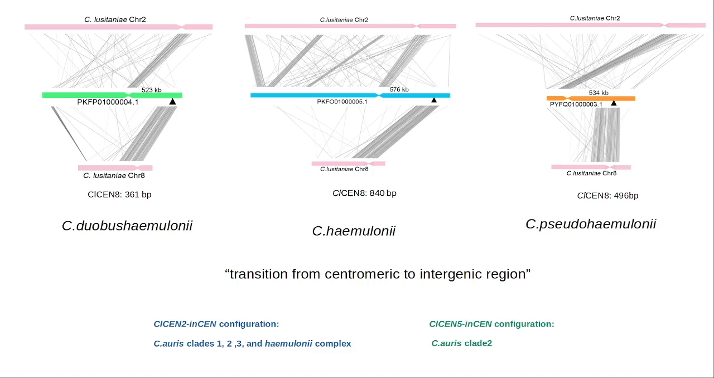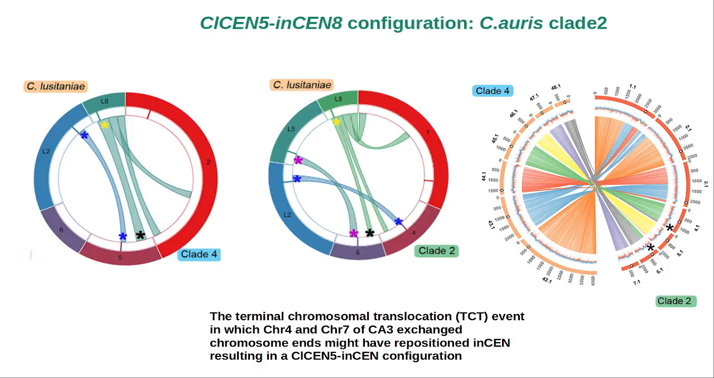That is, the sequence is transitioning from a centromeric pattern to an intergenic sequence pattern. Interestingly, the case of Lusitania's 8th chromosome in clade 2 is quite different. The location of the inactive centromere from Lusitania to auris serves as a useful index for representing the interclade differences.